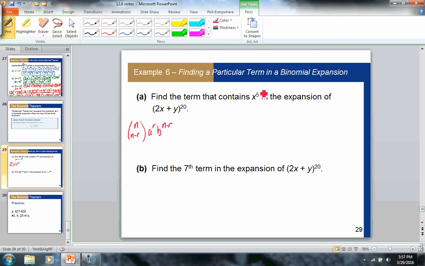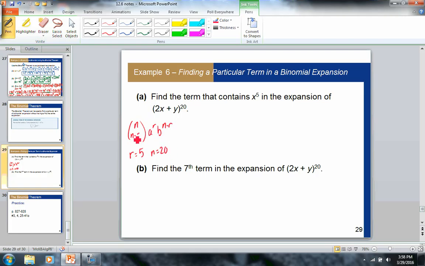So I want to have x to the fifth. That's what I want, and x is my first term here, and I want it to be to the fifth power. So that means my r value is going to be 5. So in this case, r is that specific exponent that you want. And then that's going to help me figure out n and n minus r. Now, n is always going to be the power here, so n is going to be 20.